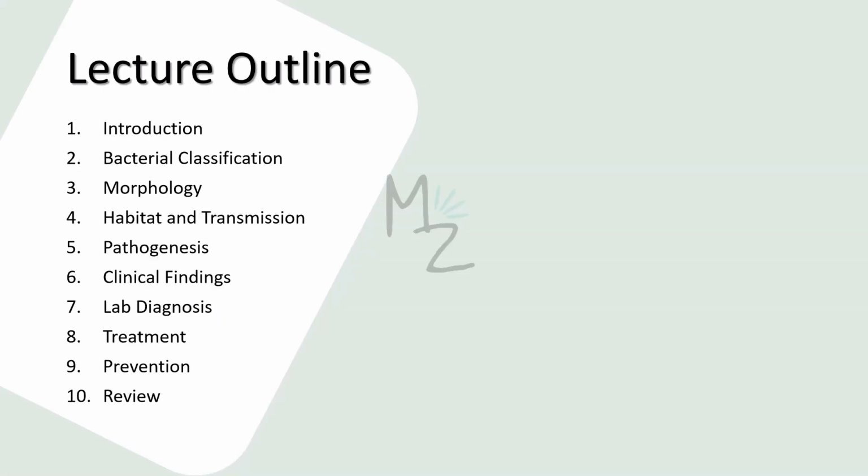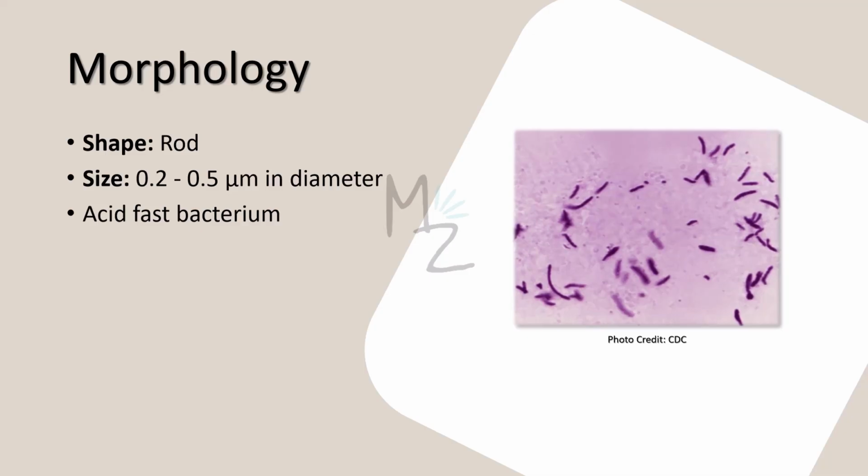Lecture outline. We are done with the introduction of Mycobacterium tuberculosis. We have talked about bacterial classification. Now we'll be looking at its morphology, habitat and transmission, pathogenesis, clinical findings, lab diagnosis, treatment, prevention, and at the end, as usual, we'll review the lecture.